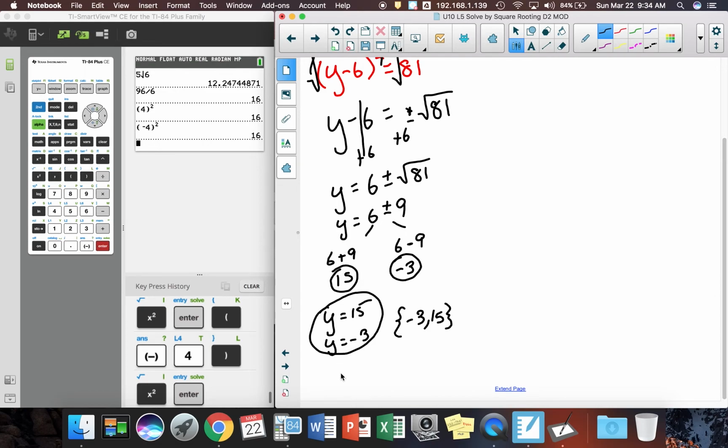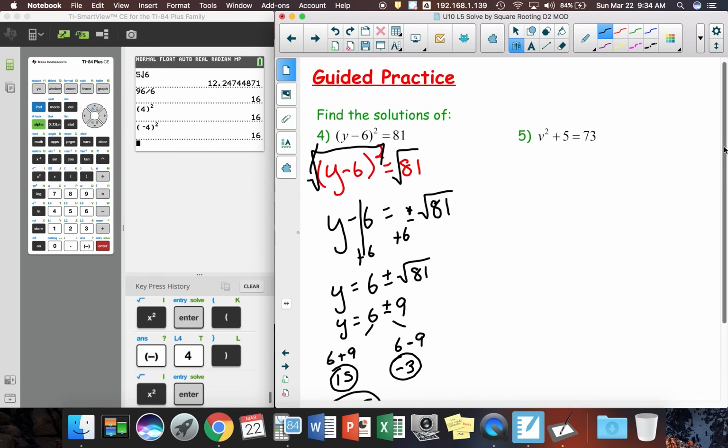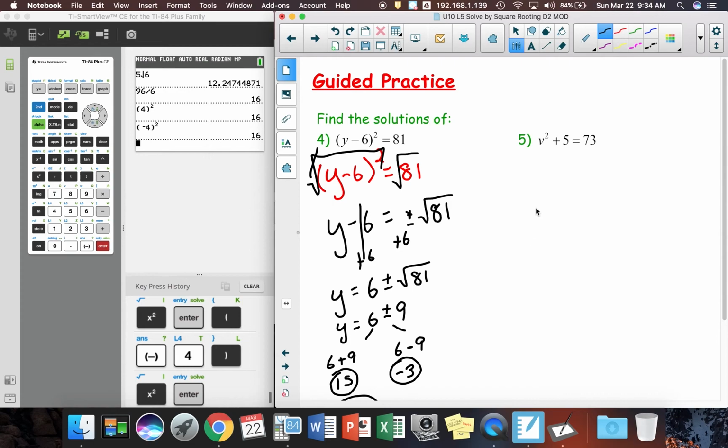One other way that they really don't show very much is the solution set of y such that y equals negative 3 and y equals 15. Very rare that you would see that, but I'm just throwing that in there. Alright, let's move on back to the top. Now for this problem, this 5 is free. So since that's free, I'm going to subtract it out.